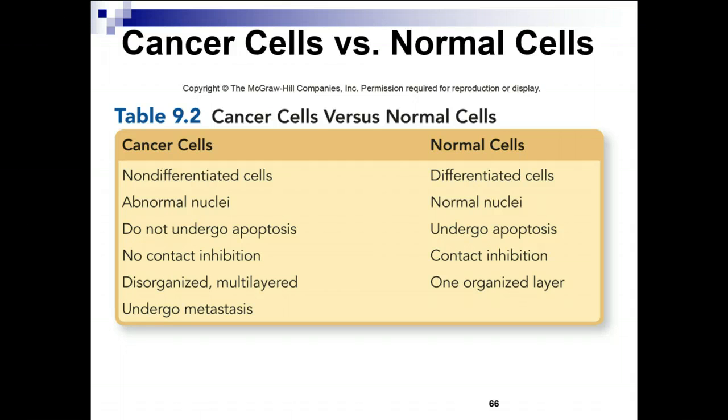Cancer cells do not undergo apoptosis. Cancer cells will not kill themselves and take one for the team like a normal cell will. Cancer cells lack contact inhibition. Cancer cells do not understand that they are supposed to stop dividing once they reach another cell. They will grow all on top of each other. This leads to disorganized, multi-layered sheets of cancer cells.